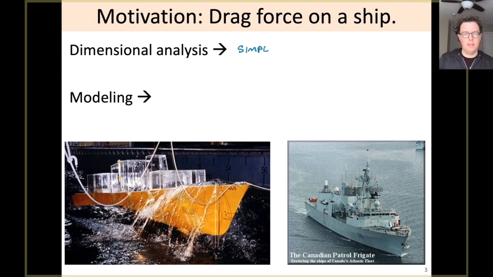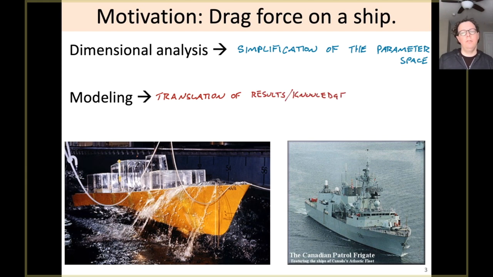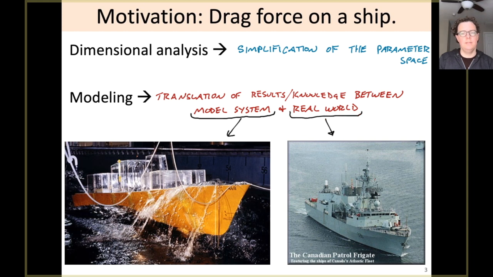So how this all fits together, dimensional analysis, so what we were doing with our Buckingham's pi theorem, that was all about simplifying the parameter space, so reducing the complexity of the problem. This modeling step is all about how we take knowledge of one system or results from one system and make those translatable to the real world. So in this case, our model system would be the ship in the tow tank, and our real world, often called our prototype system, is the actual patrol frigate itself.